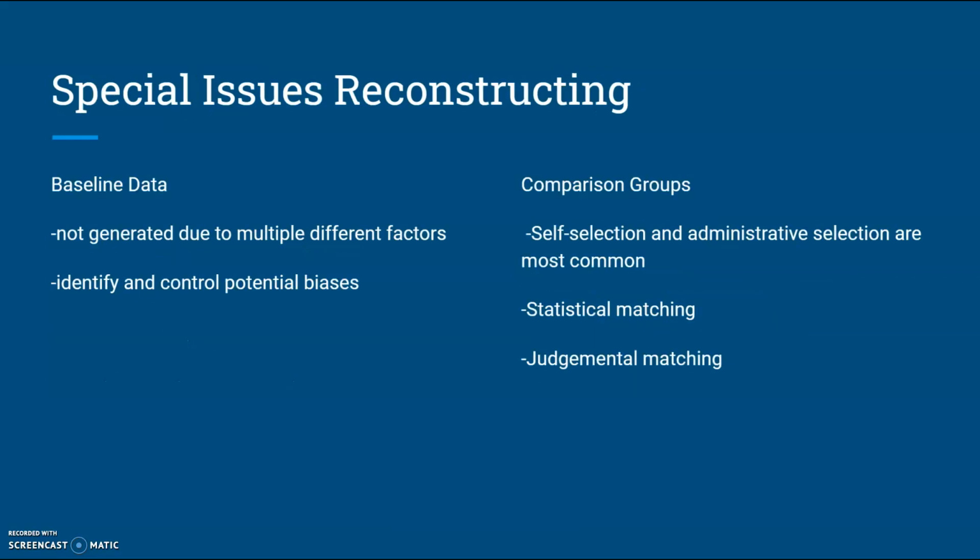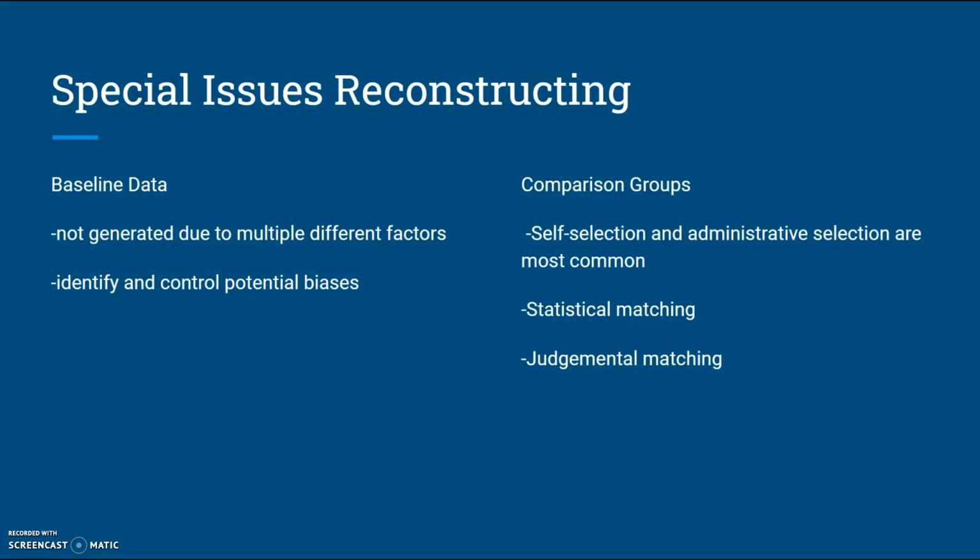The evaluation team should never assume that a baseline study will be conducted just because there is a project document saying it will happen. The baseline data not being generated can be from lack of interest or understanding from program management, political pressures, difficulties setting up the finances, or setting up new data analysis or collection software, to name a few. When selecting comparison groups, self-selection and administrative selection are the most common.